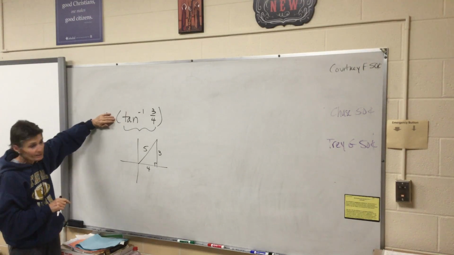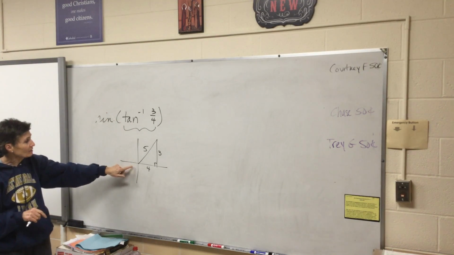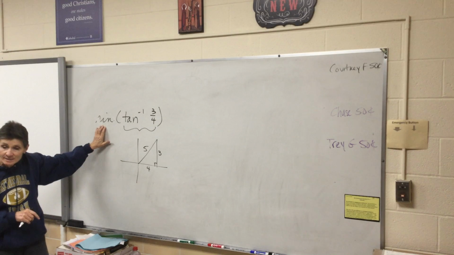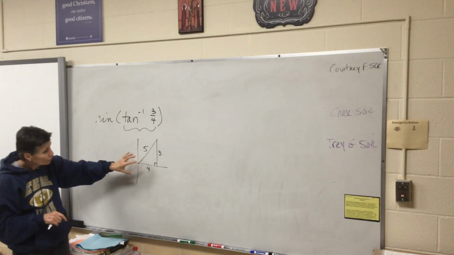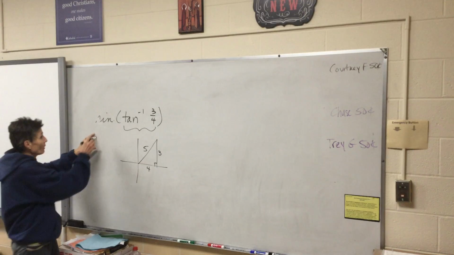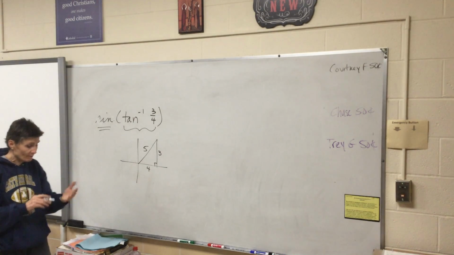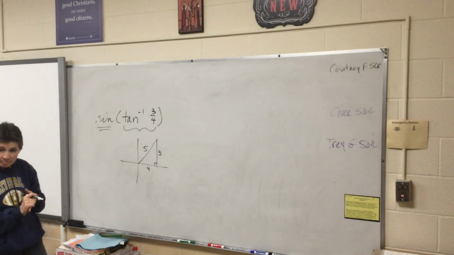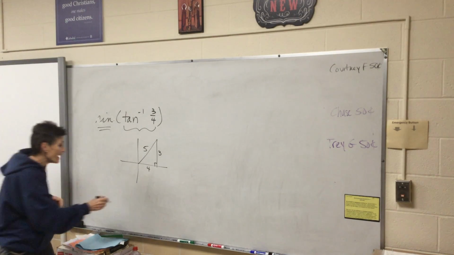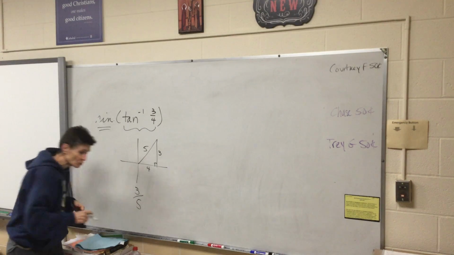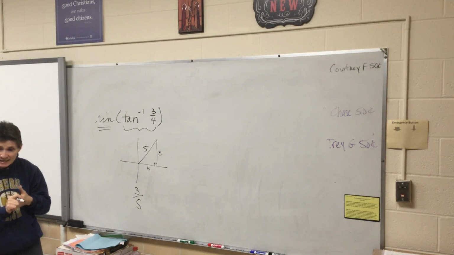The good news is we don't want the angle. We want its sine. Can you look at this picture and tell me what the sine is? What is the sine of this angle? 3/5. Yes, and that's the answer to the question. That's it, guys. It's that easy.